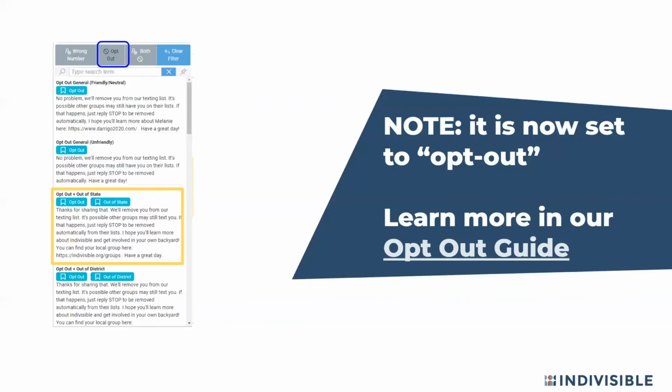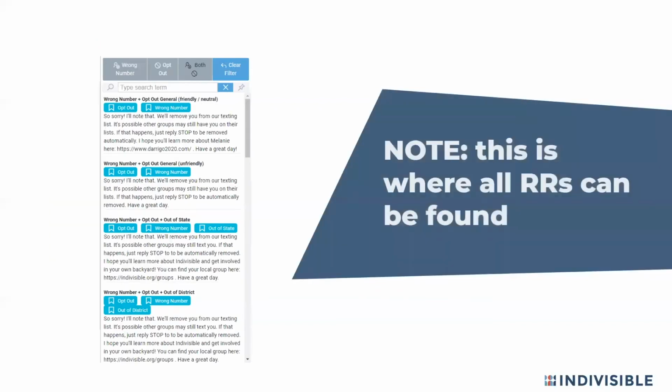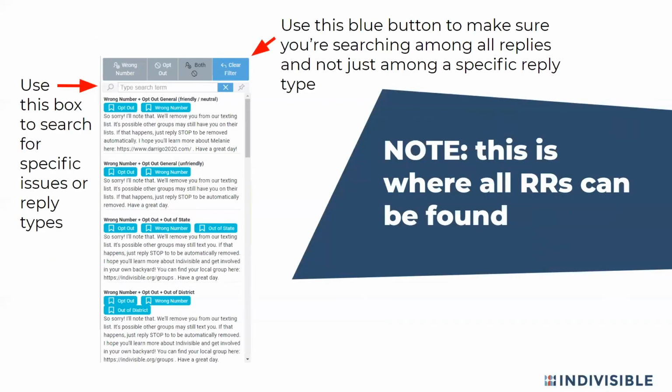Finally, you can see how to search for different RRs using the search box in order to find RRs related to specific issues or reply types. Just type in what you're looking for, and then the RRs related with that specific text will pop up. You can also use the blue button in the upper right called Clear Filter, which will again show you all of the replies without any filtering.